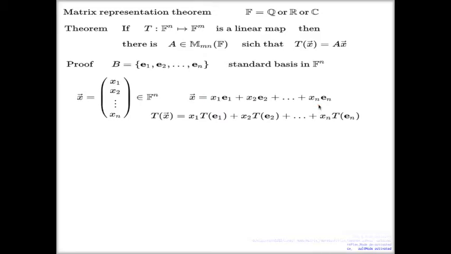Now the next step will be this one. Listen to this. T of e1, T of e2, T of en, given that my T takes n tuples into m tuples, each of these vectors, T of e1, T of e2, T of en, are by themselves m tuples. M for Mary.